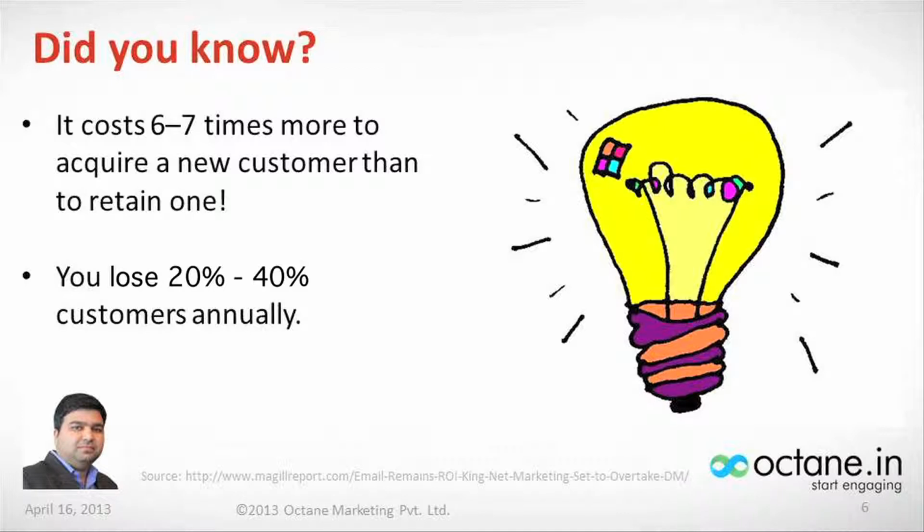The other thing we can ponder on is that we generally tend to lose around 20 to 40% of customers annually, which means we put them in the dormant bucket or the inactive bucket. This is a huge number, and today's webinar is all about how we can minimize that number and lead towards better ROI-generating email marketing.